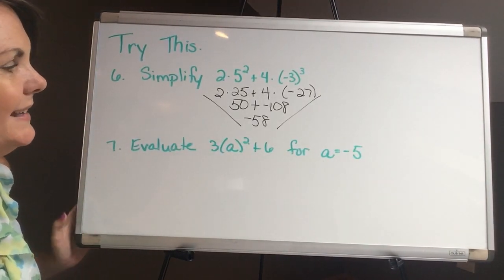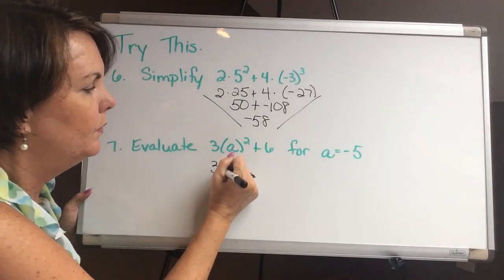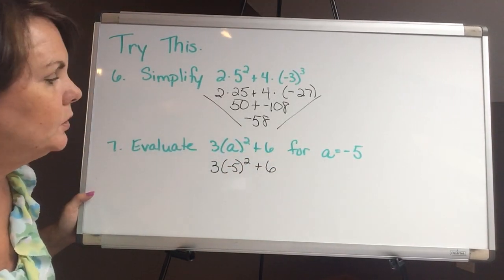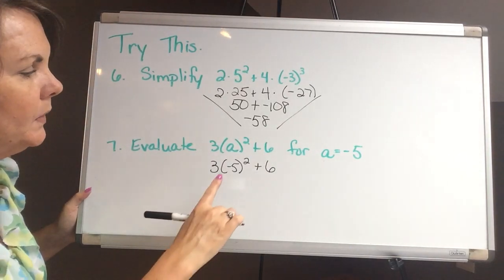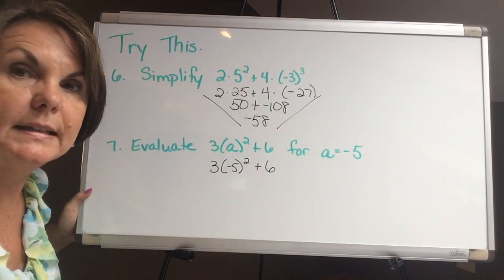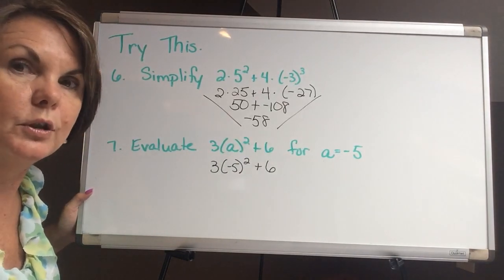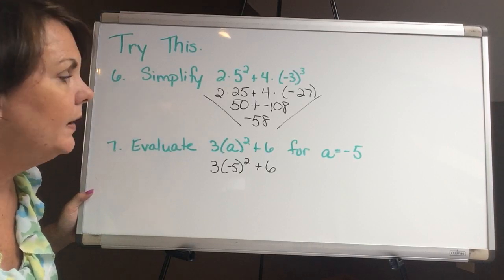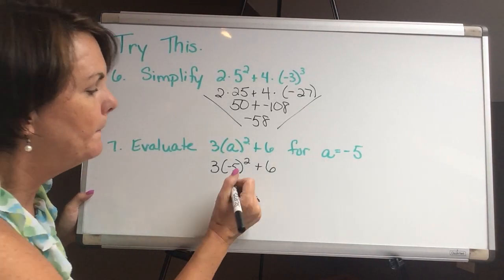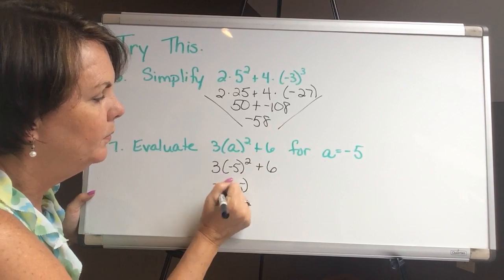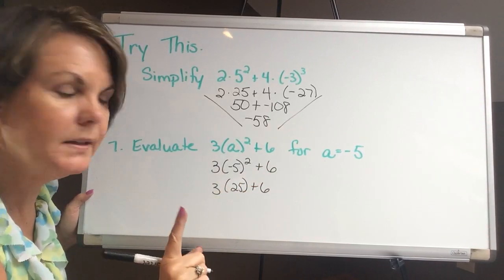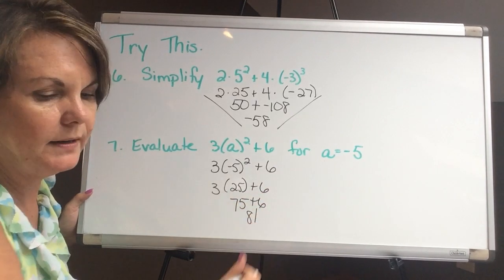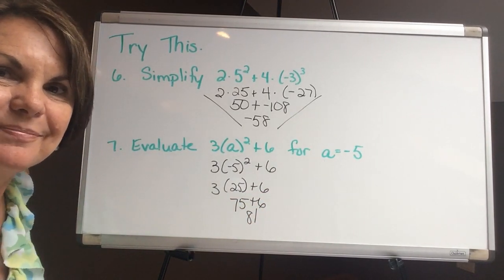3a squared plus 6. A is negative 5. So 3 parentheses negative 5 squared plus 6. So first step is substitution. I don't have any parentheses to clear. These parentheses are showing me what number is being raised to the exponent. Negative 5 to the power of 2. It's an even exponent. So therefore my answer is going to be positive. Negative 5 times negative 5 is a positive 25. Bring down everything else one step at a time. 3 times 25 is 75 plus 6. And finally, my answer is 81. And that's it. Good luck.